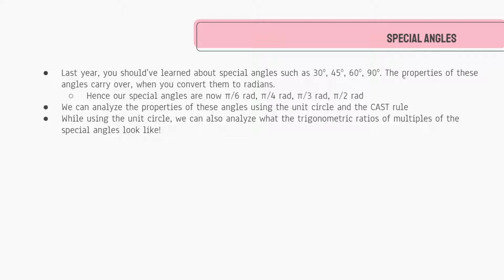We need to be careful about pi over 6 and pi over 3, because sometimes I would mess them up and be like, oh wow, this ends with a 3, therefore it has to be 30. No, you can't do that. It ends with a 3, therefore it has to be 60.